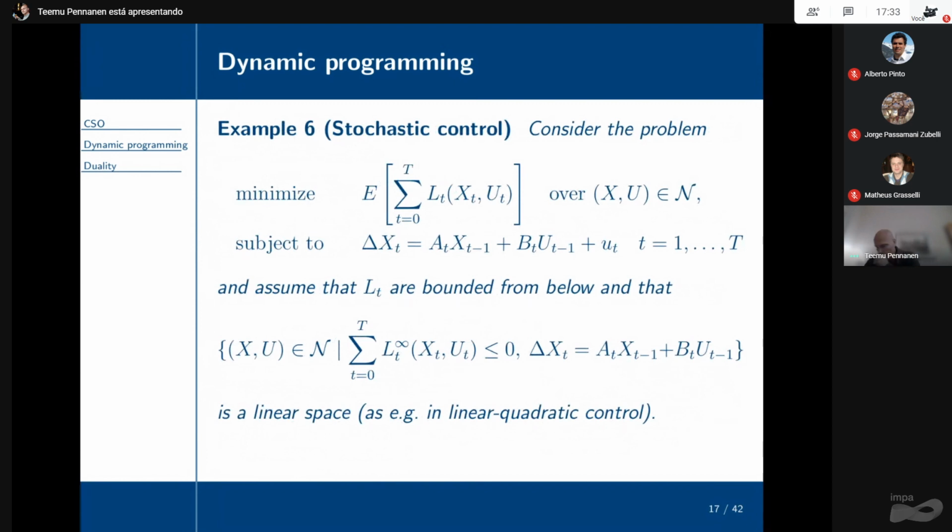I think there's two examples. The first is the stochastic control. Here we assume for simplicity that these penalty functions L are bounded from below. And now the linearity condition requires that this set here of states and controls, adapted states and controls, be linear. If you go back to the linear quadratic model, this is automatically satisfied.